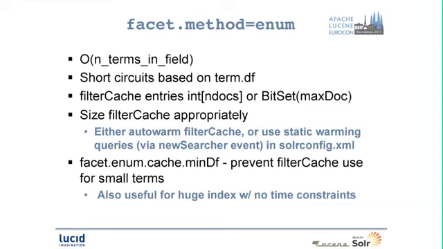You want to size your filter cache appropriately. Because it is an LRU cache, if your filter cache is this big and the number of terms that you need to iterate over when using facet.method=enum is a little bit bigger, because they're always accessed in the same order, your hit rate essentially will drop to 0. So it's not like it'll just drop a little bit, it drops off a cliff. So you really want to make sure that your filter cache is big enough.